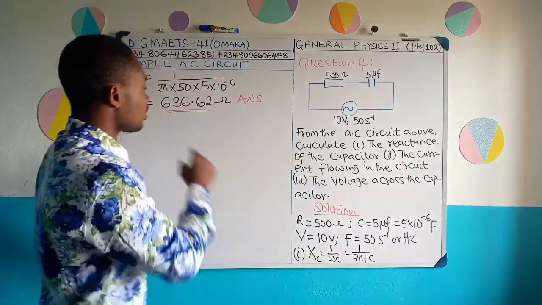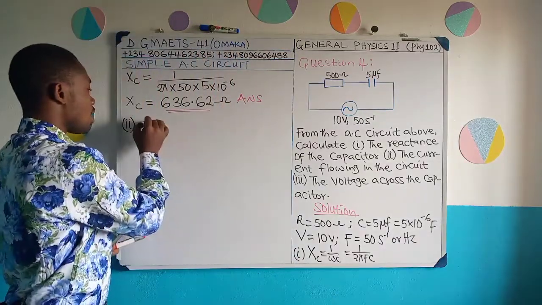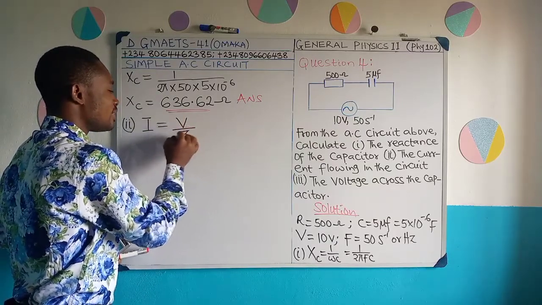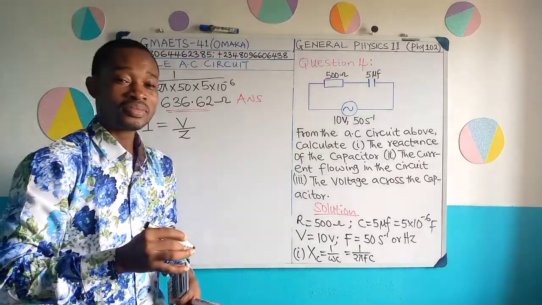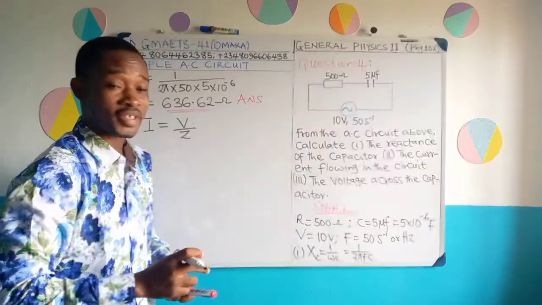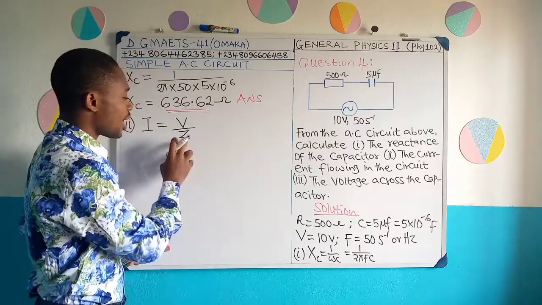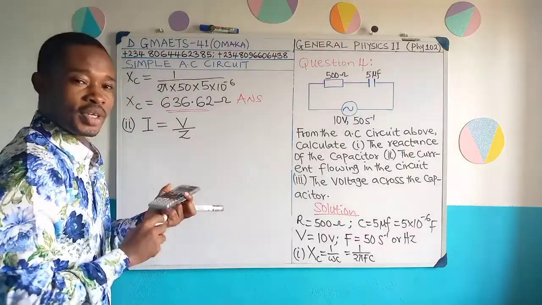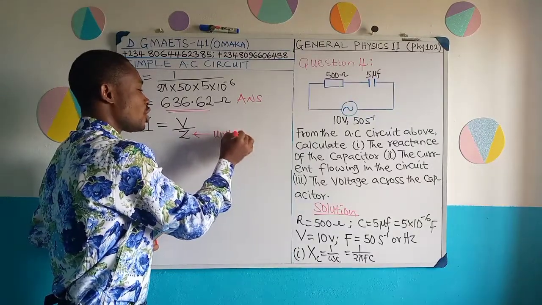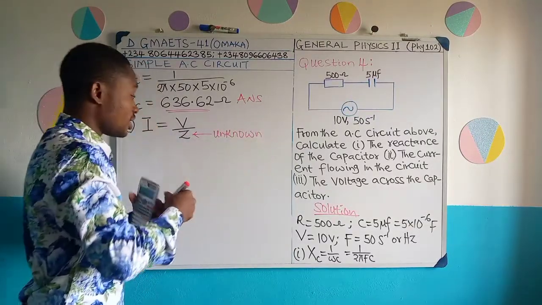So in this case, the formula for calculating our current I is going to be V divided by Z. That's what we're going to use. Where V already we know, the voltage here in the AC circuit, is 10 volts, but we don't know Z. Let me indicate unknown. And so we have to find the value of Z.